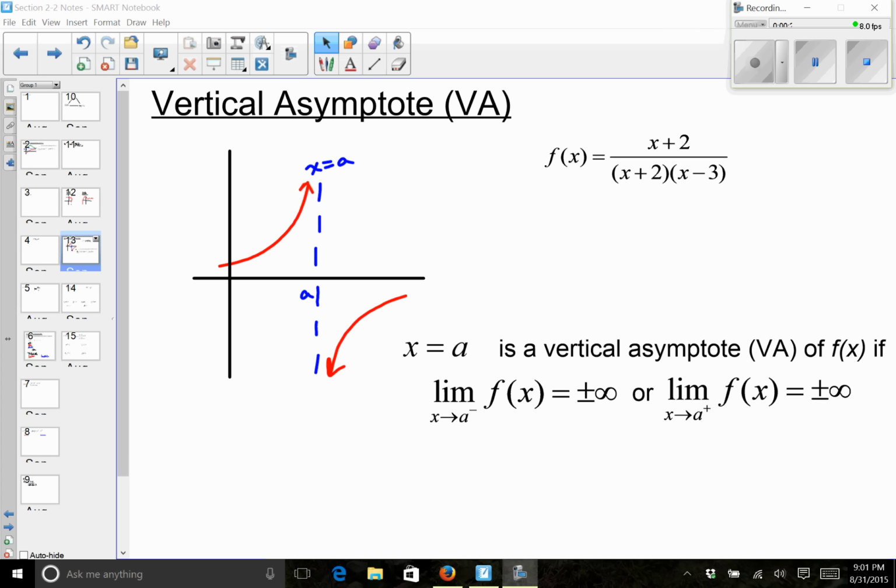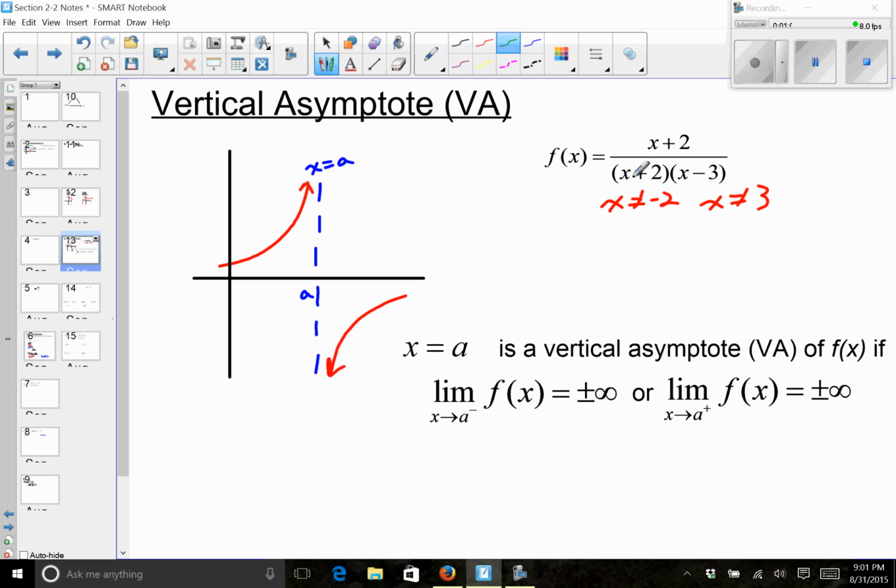So, kind of a quick refresher from algebra, how we identify vertical asymptotes. Vertical asymptotes are values that we find especially in rational functions. And the way we find them is they're values of x that will make my denominator 0 and do not cancel out if I simplify the function. So for example, in the function I have here, x plus 2 over x plus 2 times x minus 3, x is not allowed to be negative 2, and x is not allowed to be 3.